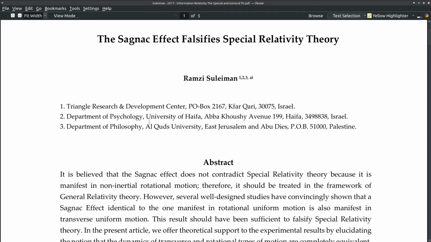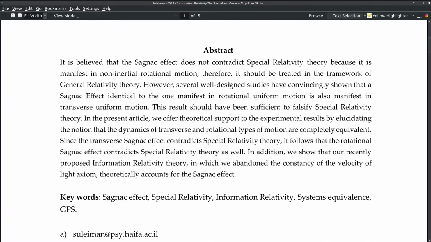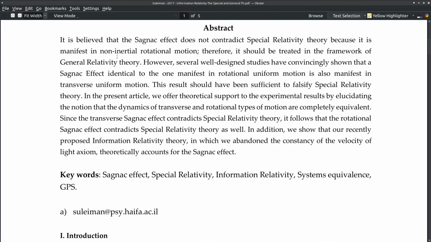Or wait, no. Can't find the names. Dude, it's hard to find the names. Okay, there we go. So I think I had it. Ramzi Suleiman, thank you for your paper, The Sagnac Effect Falsifies Special Relativity Theory. This was shared with us a couple days ago by Robert Bennett. To him, we are grateful for sharing his knowledge.